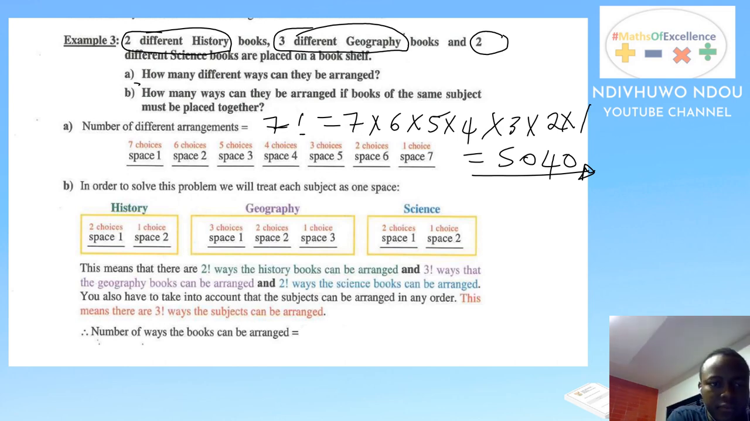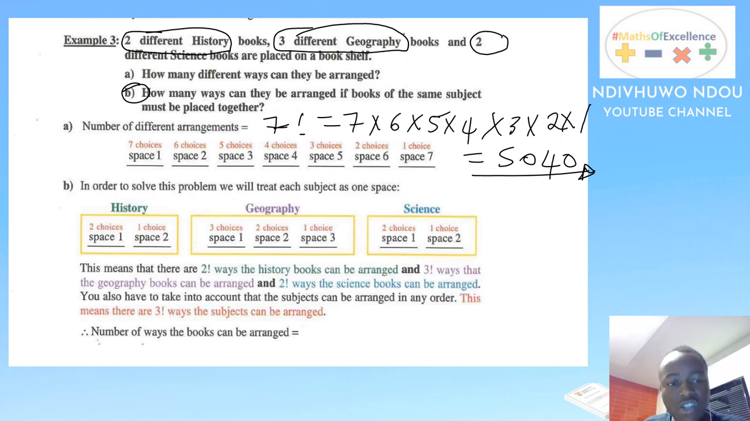B, how many ways can they be arranged if the books of the same subject must be placed together? So this is a very interesting question. And most of the students find it very challenging to answer this question because they're quite confused about what's happening, right? But let me just try to explain and see how it goes. So they're saying how many ways can they be arranged if the books of the same subject must be placed together, right? Okay, so I love how Kevin Smith did try to explain this.